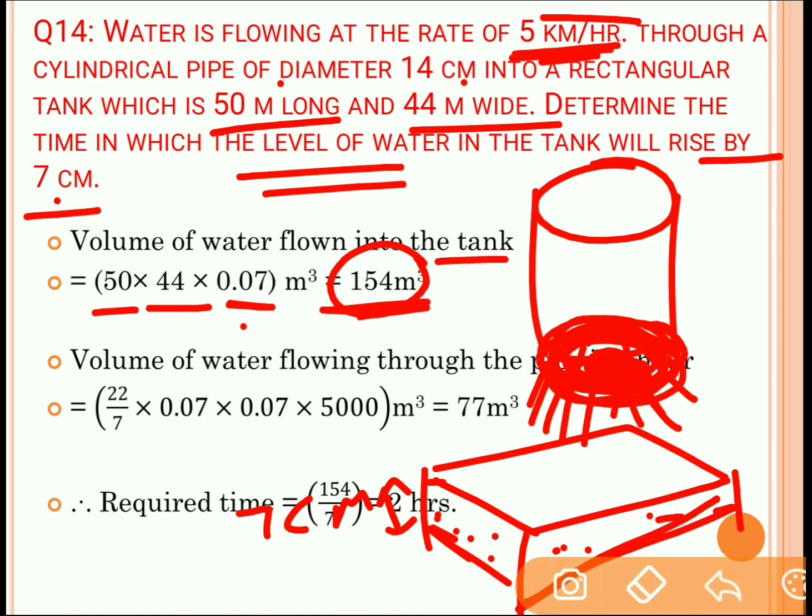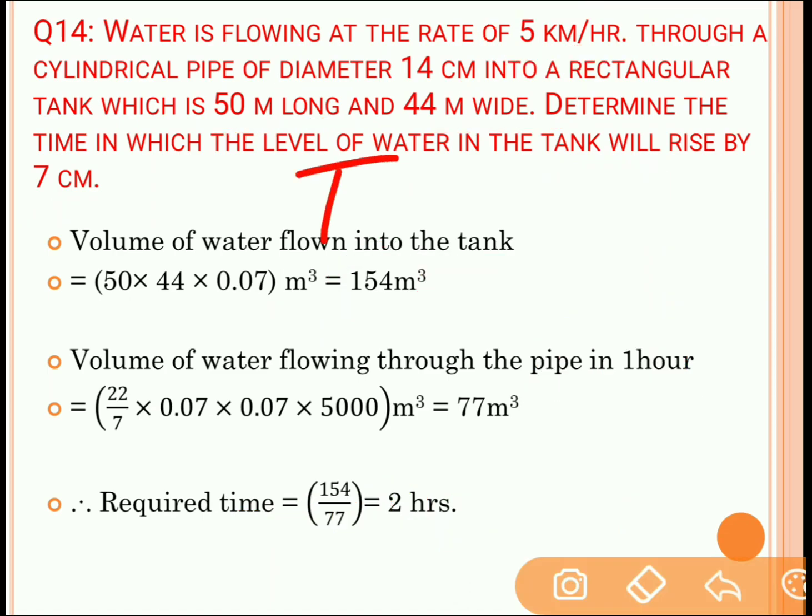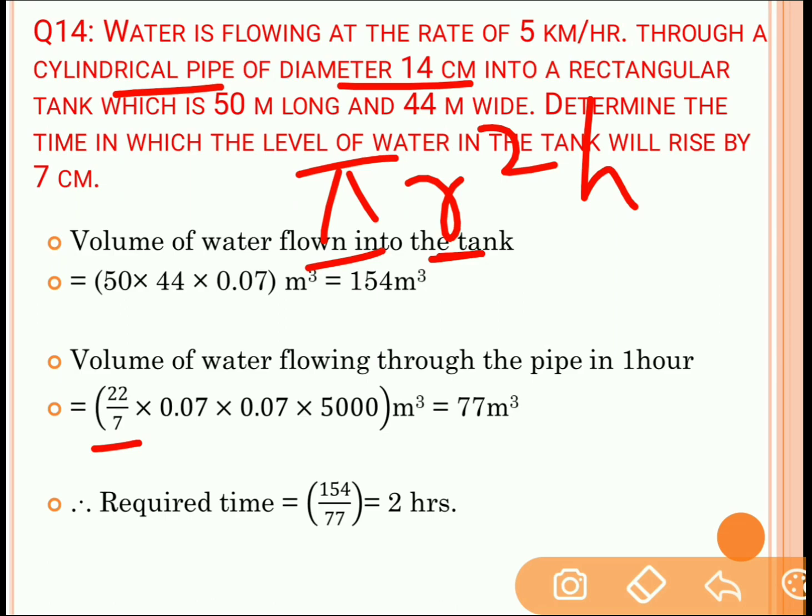So whenever the flow rate is given, then you can find out the volume as pi r square into h, because it is a cylindrical pipe. So pi is 22/7, r square is what? The radius of the cylindrical pipe. Diameter is 14, so radius is 0.7 into 0.7, and the flow rate is given as 5 km per hour. So this h can be found out from the flow rate.